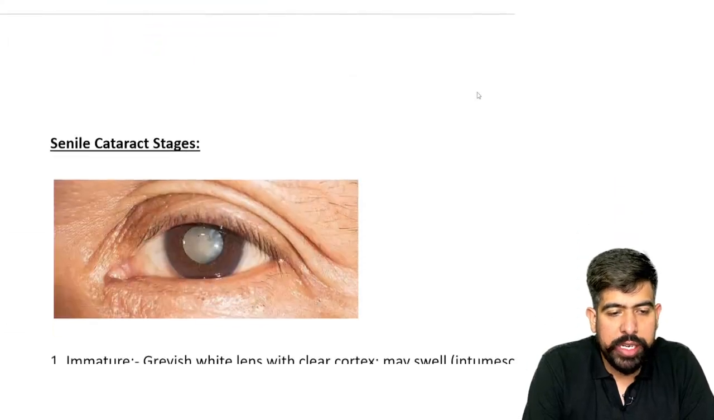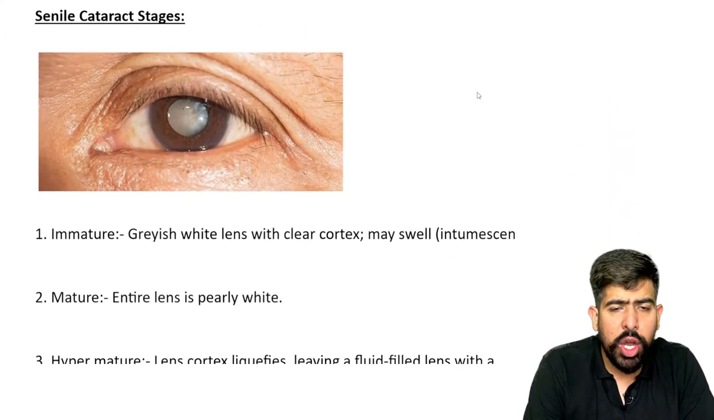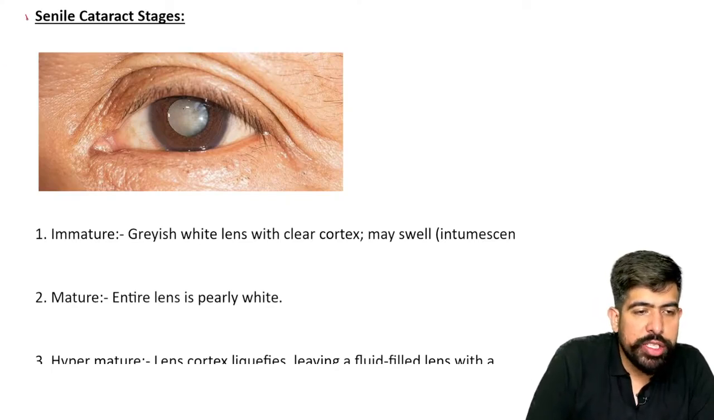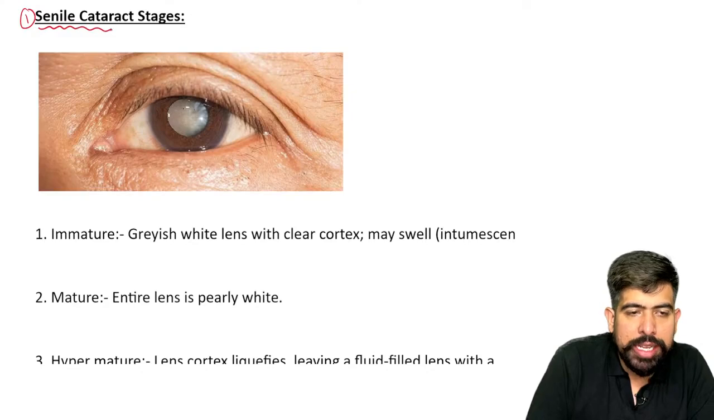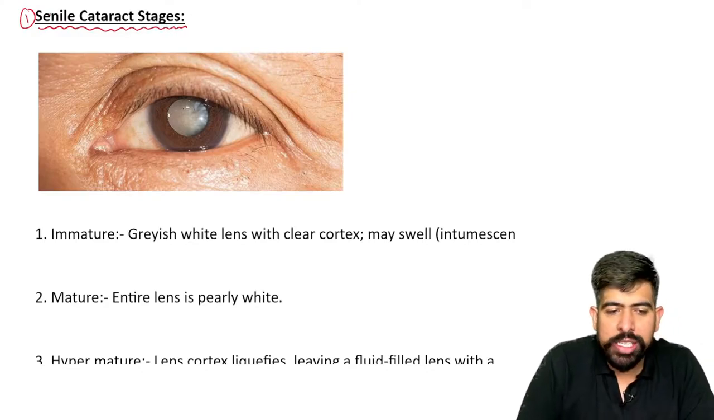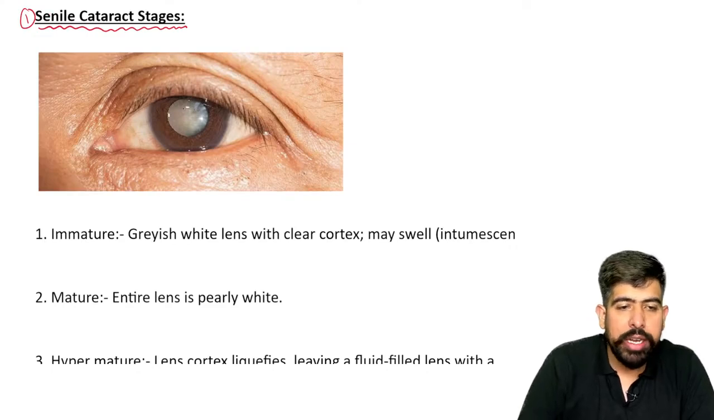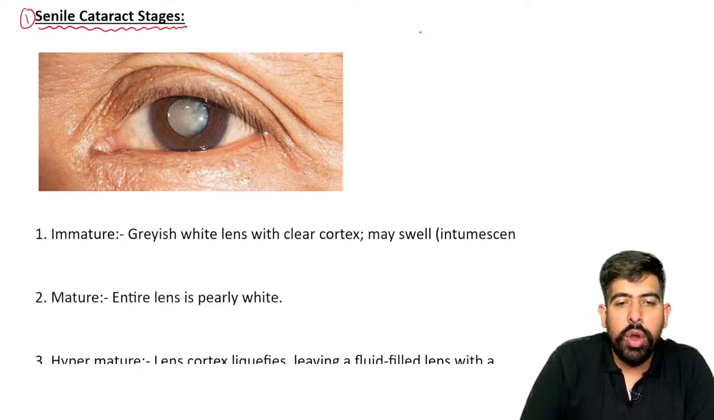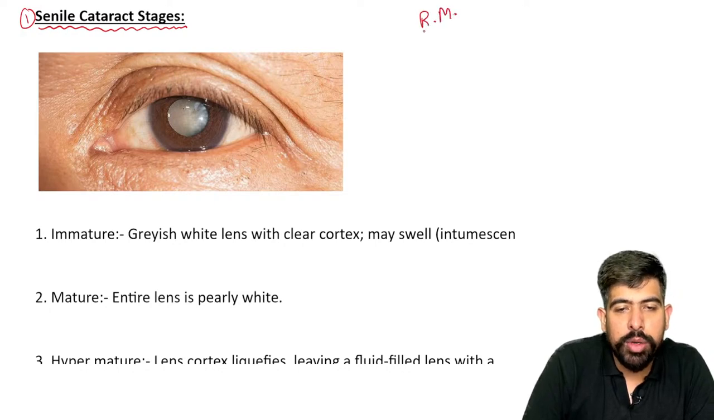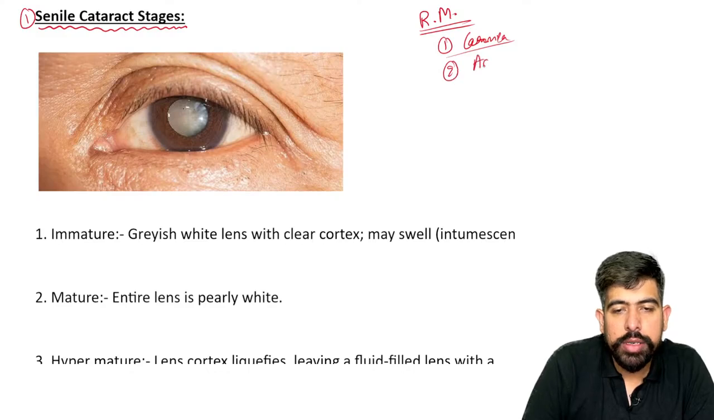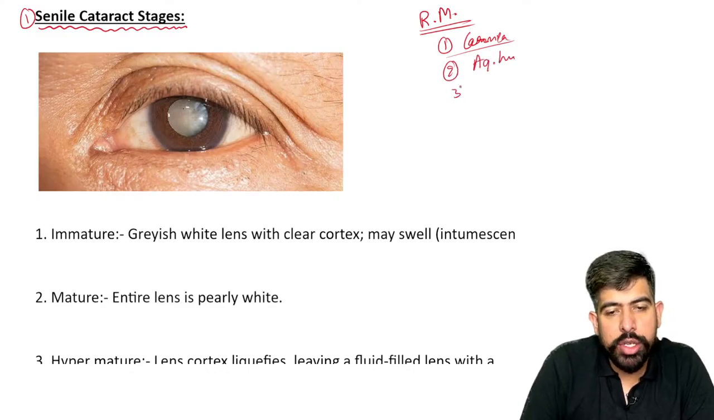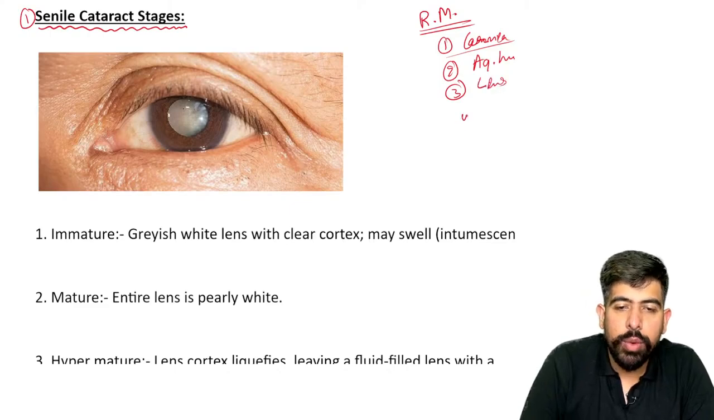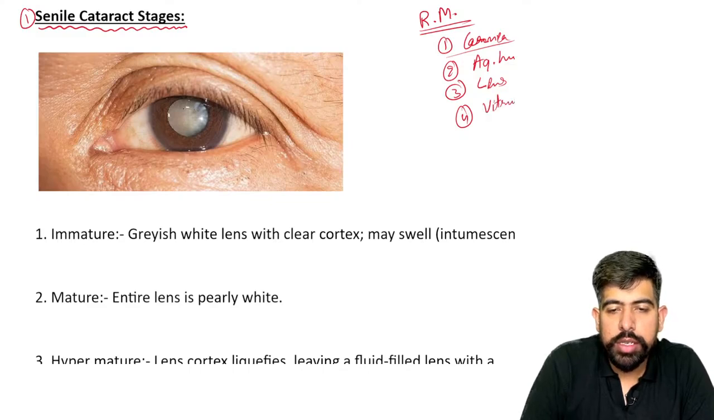Okay, now after the risk factors, we are starting with the cataract types, starting with the first one, which is senile cataract. By the name only you understand, senile means old age. So an old age patient is getting the cataract. As I already told you, all of these are refractive media. I'm revising: first is the cornea, second is the aqueous humor, third is the lens, and fourth is the vitreous.